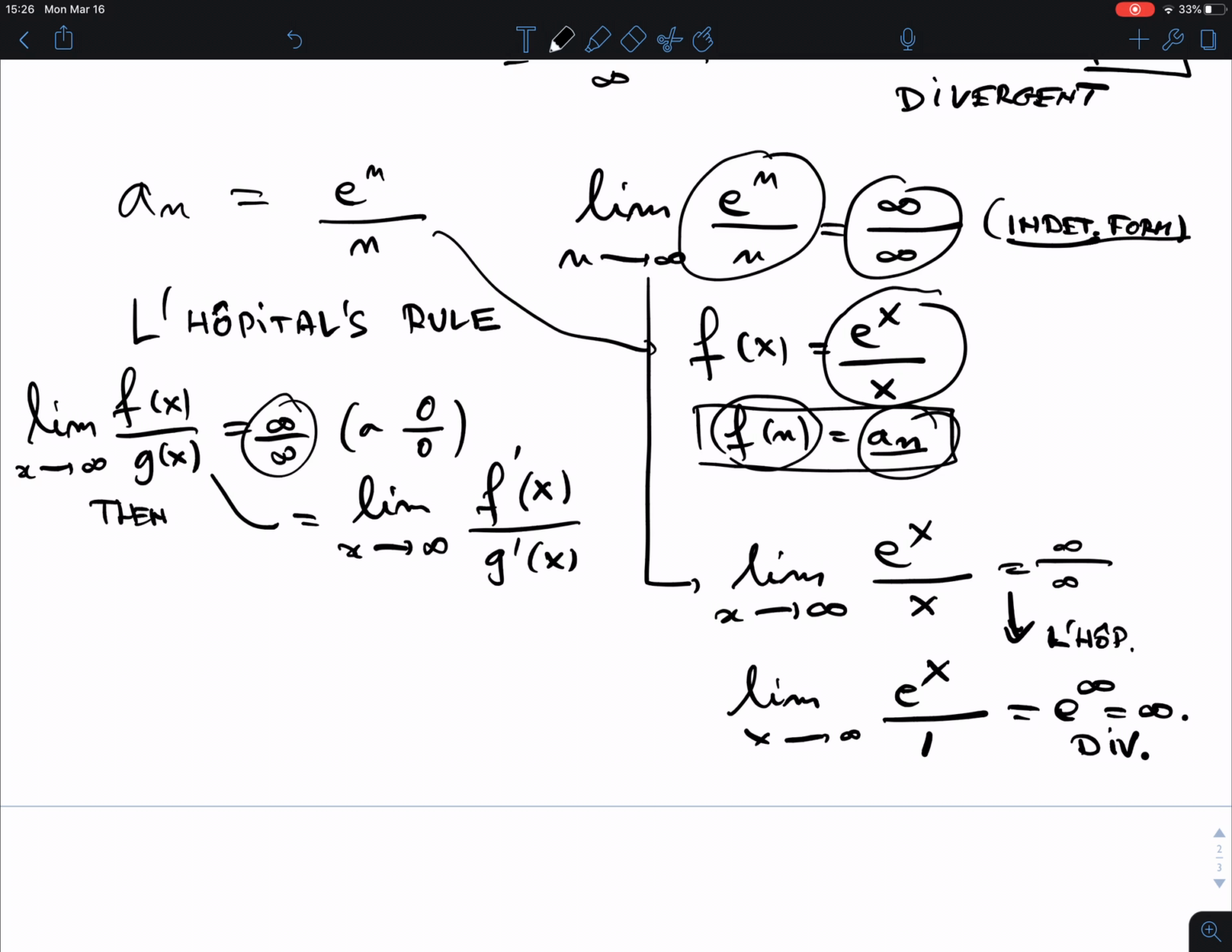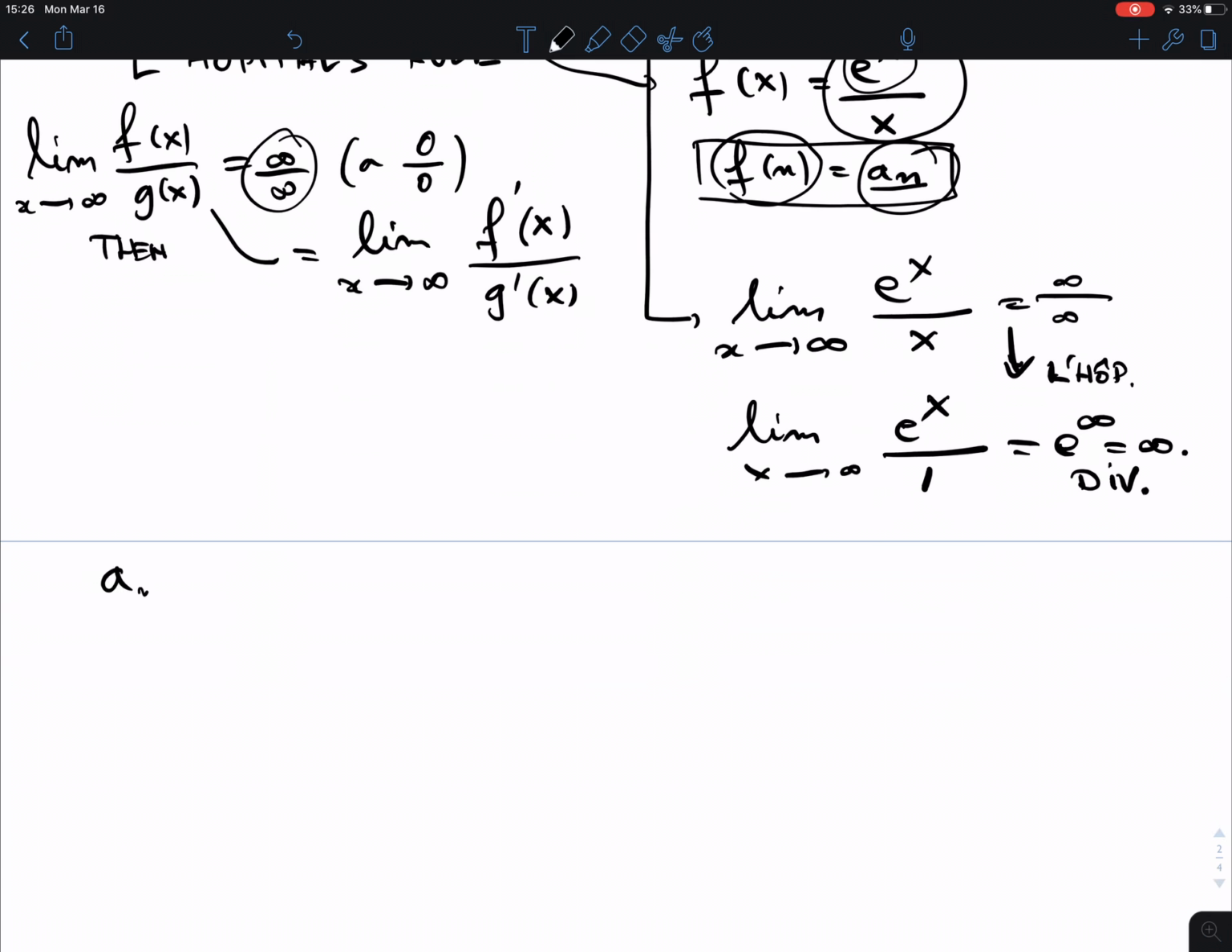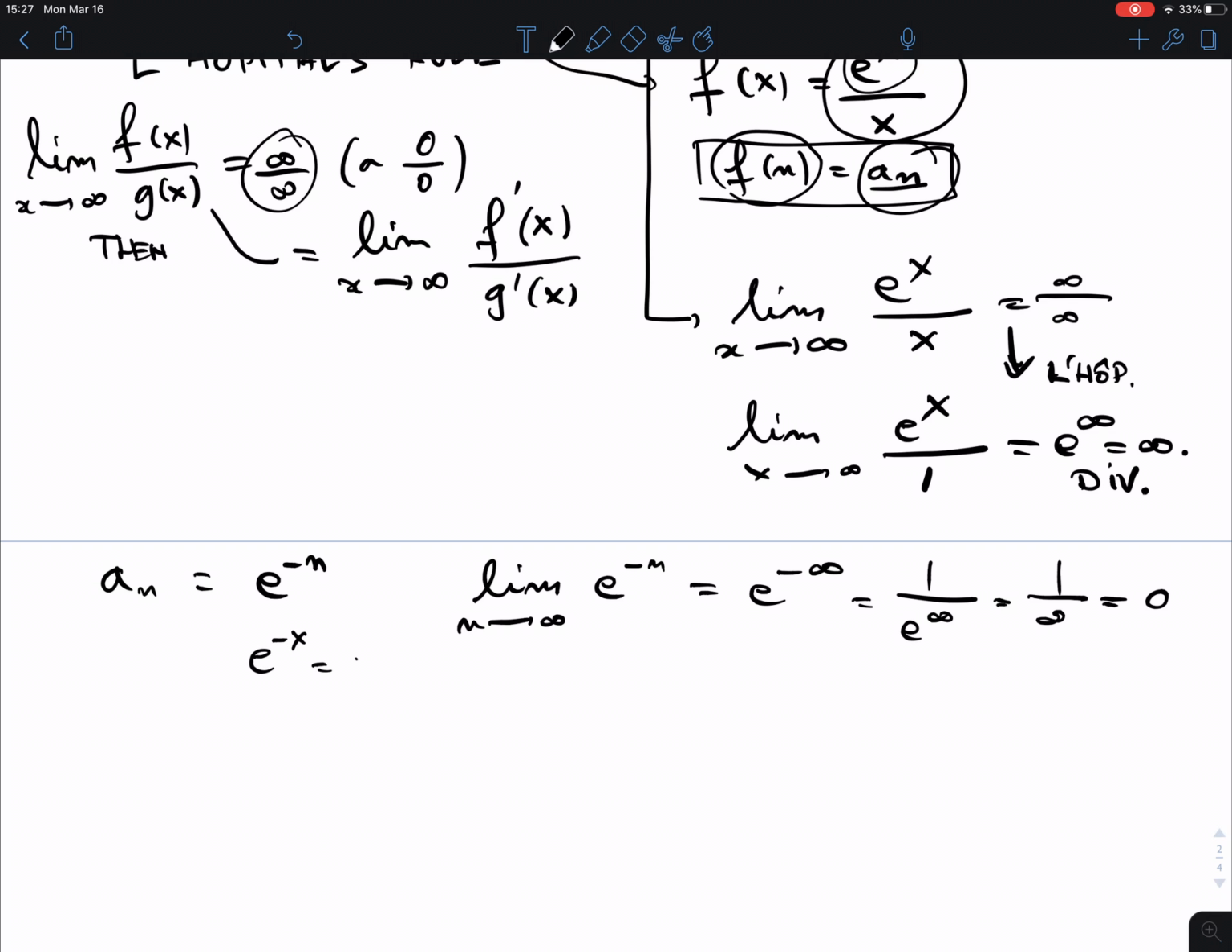Okay, so let's do another thing. Of course, what you need to know is sometimes the behavior of functions at infinity. If, for instance, we use that e^x at infinity is infinity. So, for instance, if the sequence a_n is e to the minus n, then we see that the limit of this sequence, e to the minus n, is e to the minus infinity. That's actually really 1 over e to the infinity, so that's 1 over infinity, which is 0. This is because the function e^(-x) is exponential decay.